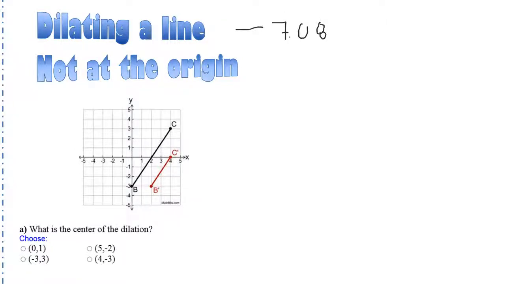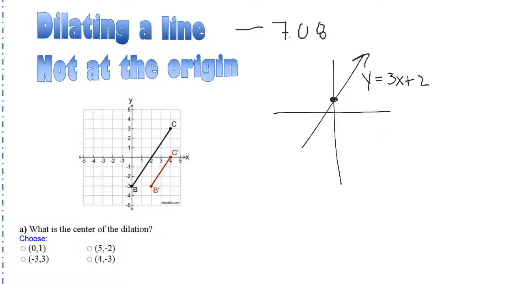So we've talked about dilating a line at the origin. Now we're going to talk about how to dilate a line not at the origin. So thinking back to how we do it when it's at the origin, let's say I have a y-intercept of 2 and a slope of 3: y equals 3x plus 2. If I want to dilate that line by a factor of, let's say, 4, I get y prime equals 3x plus 8. So my new line ends up here at positive 8, and my slope is 3.